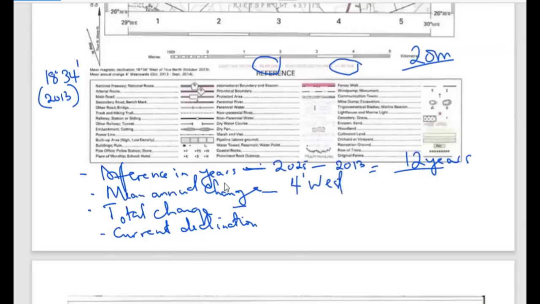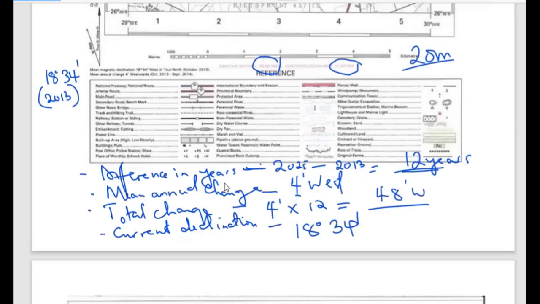Right? Then total change. You are now saying this declination is changing by 4 minutes to the west every year, and it has changed over 12 years. So for total change, you are now saying 4 minutes times 12 to get the total change here. So here we are having 48 minutes to the west. Then the current declination. The angle which was there in 2013, it was 18 degrees and 34 minutes.